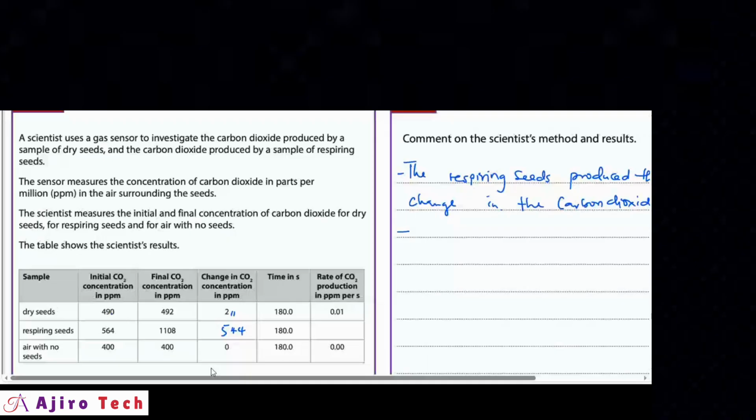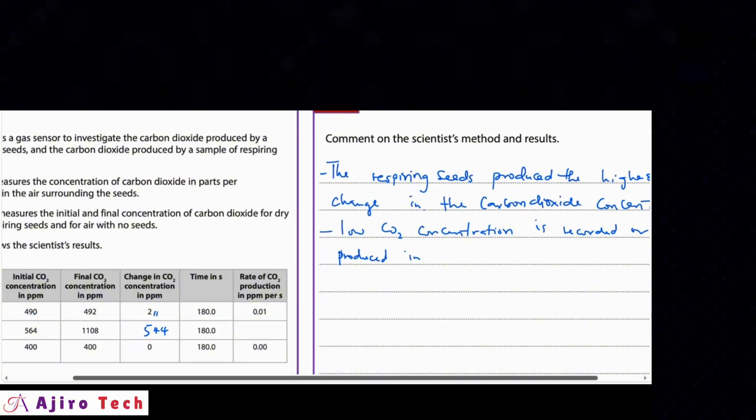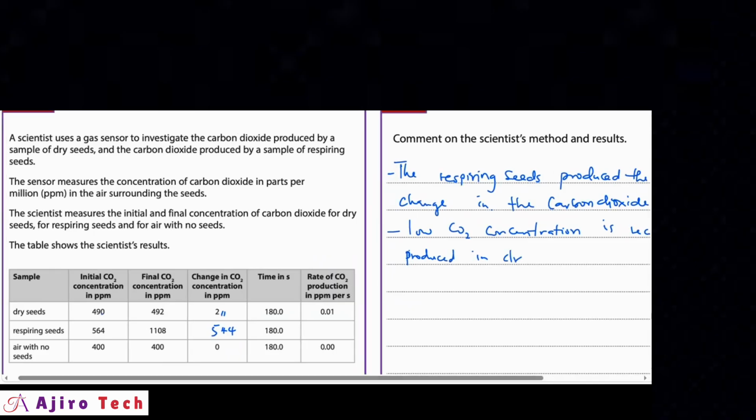So let's first write that of dry seeds, low carbon dioxide concentration is recorded or produced in dry seeds. Okay.